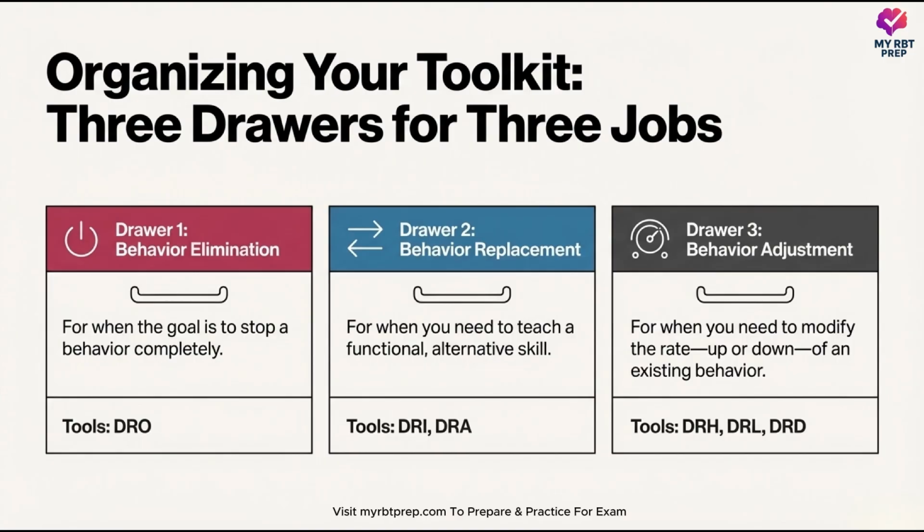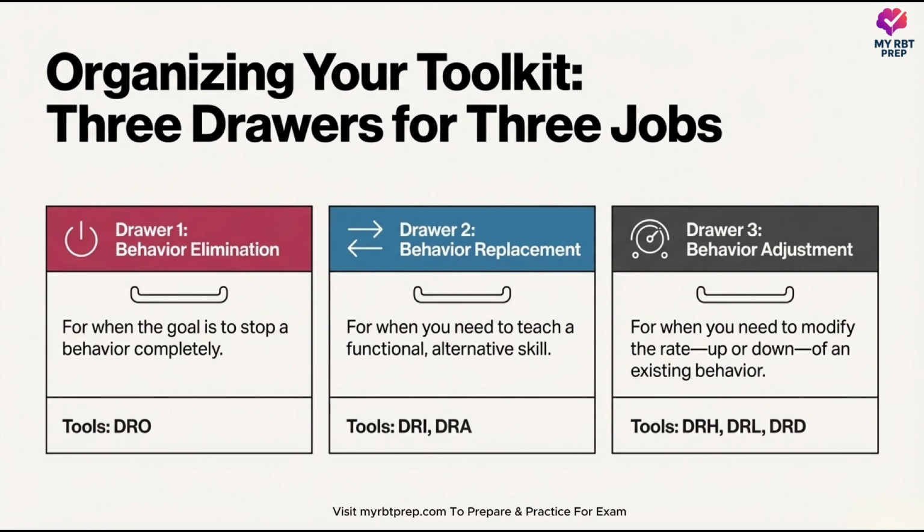Start with the red drawer on the far left. Notice that power button icon? That is your cue. This drawer is strictly for elimination. When a behavior is dangerous or completely impedes learning, and the goal is to bring it to absolute zero, you open this drawer. Your tool here is DRO, Differential Reinforcement of Other Behavior. You aren't teaching a new skill here. You are simply rewarding the absence of the problem.